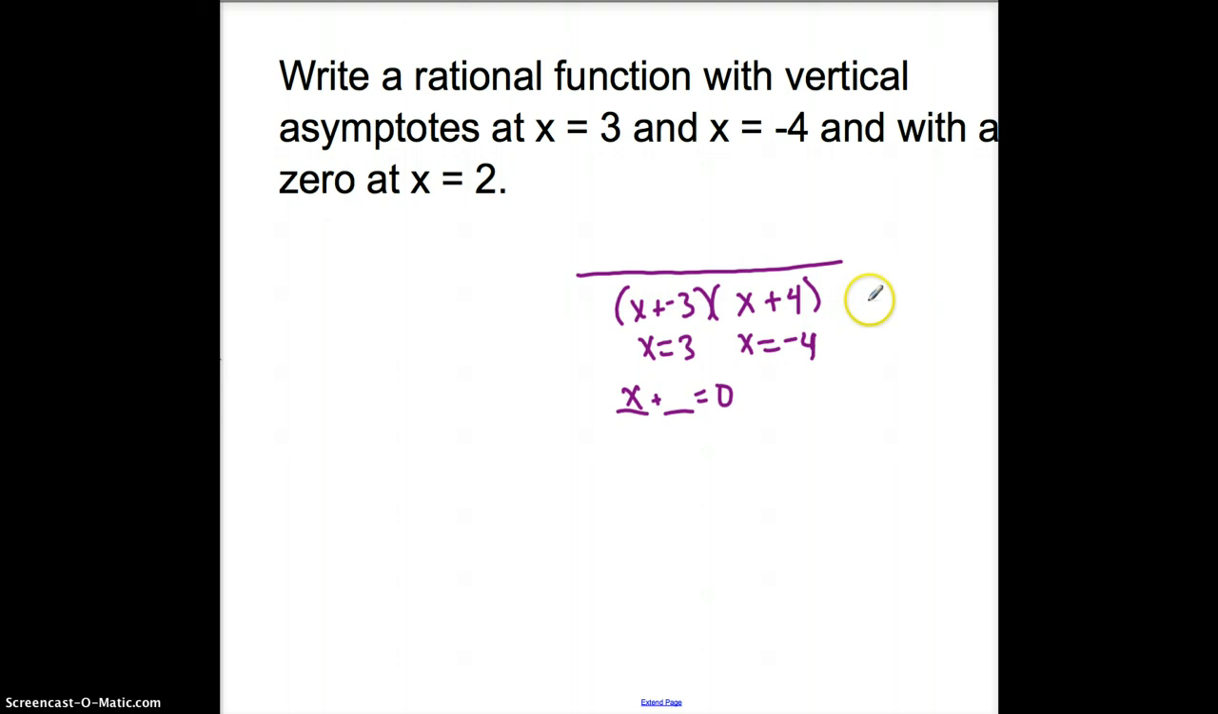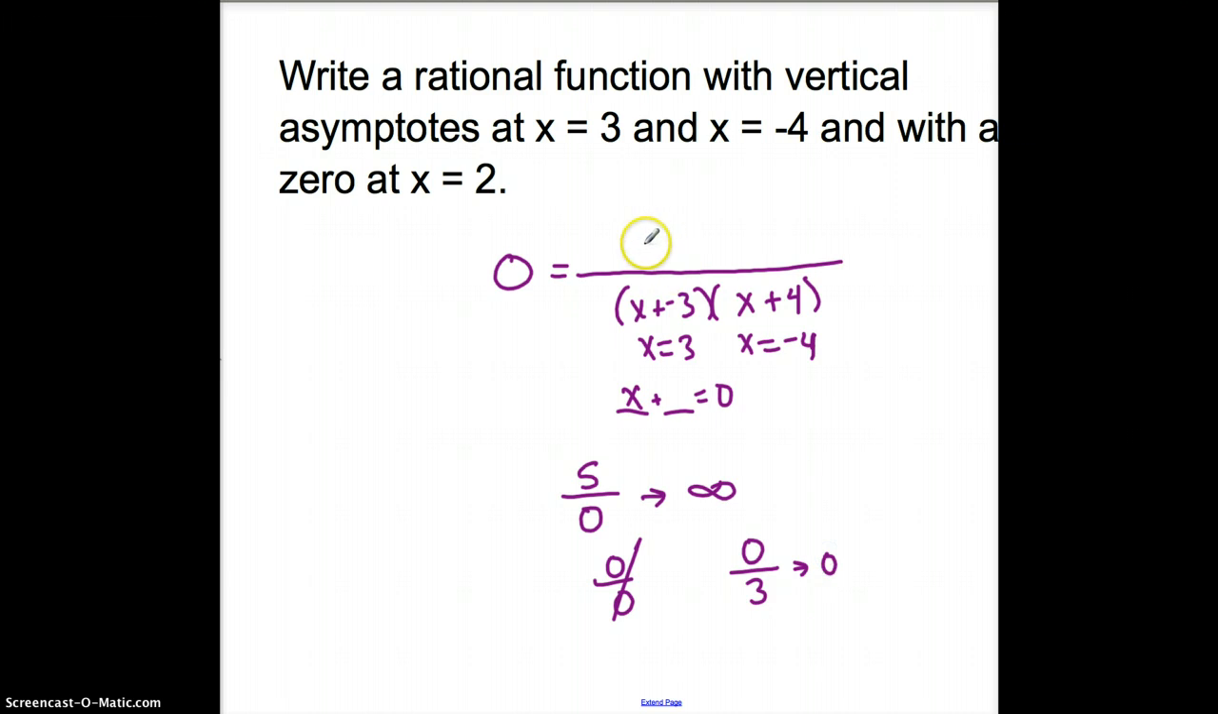You can have anything else down here too, like times 7 or times another factor, but the other factor can't have an x in it because it has only vertical asymptotes at 3 and -4. And it has to have a 0 at x equals 2. For a fraction to equal 0, what part of the fraction has to equal 0? Remember, if we have a fraction like this, 5 over 0, that doesn't equal 0. If we have 0 over 0, that's indeterminate. What part of a fraction has to equal 0 for the entire fraction to equal 0? Just the top, like 0 divided by 3 equals 0. So we want the top to equal 0 at x equals 2.